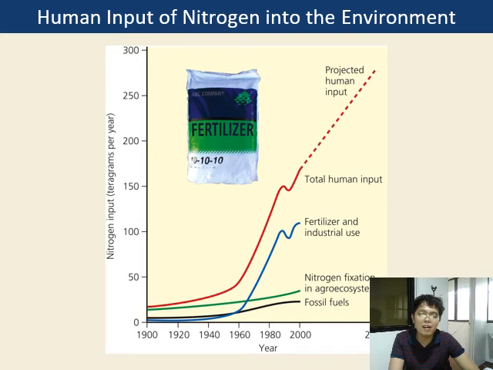And in our current unsustainable use of nitrogen products, the projected amount of nitrogen by year 2050 is almost 300 teragrams of nitrogen.